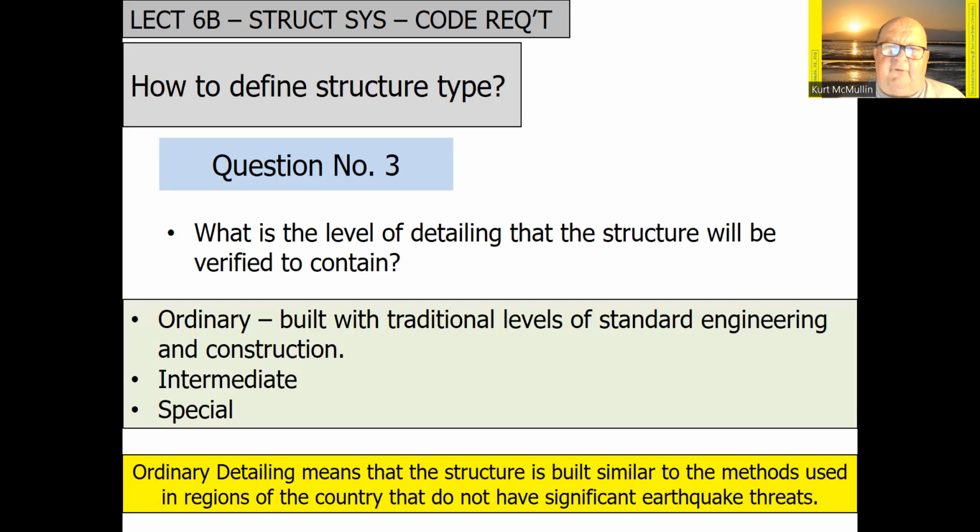The code actually provides 3 different categories. Ordinary essentially means that it's built with the traditional levels of standard engineering and construction. Doesn't mean that it's built poorly. It means that it's just built without a lot of specific detailing required for earthquake engineering. Ordinary detailing would be the way that the structure would have been built if it's in an area that has very low levels of earthquake threat.